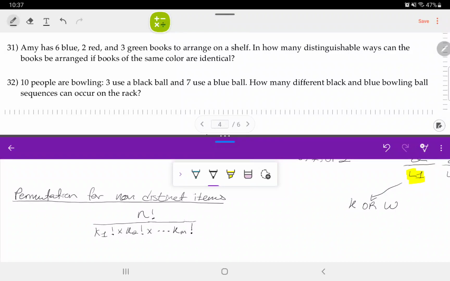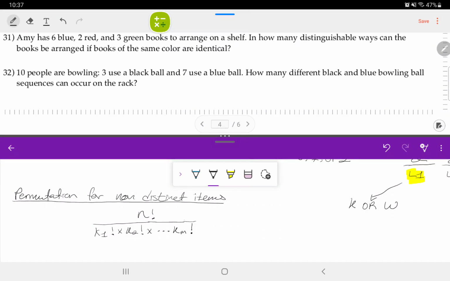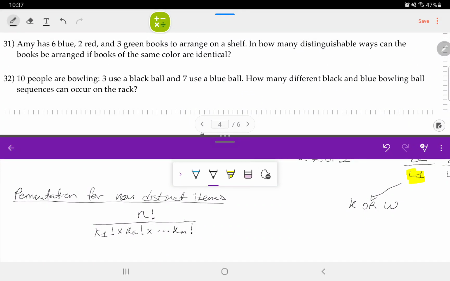All right, guys. In this video, we're going to explore questions 31, 32, and 33, which is on the next page. Now, 31 says, Amy has 6 blue, 2 red, and 3 green blocks to arrange on the shelf. In how many distinguishable ways can the books be arranged if the books of the same color are identical?